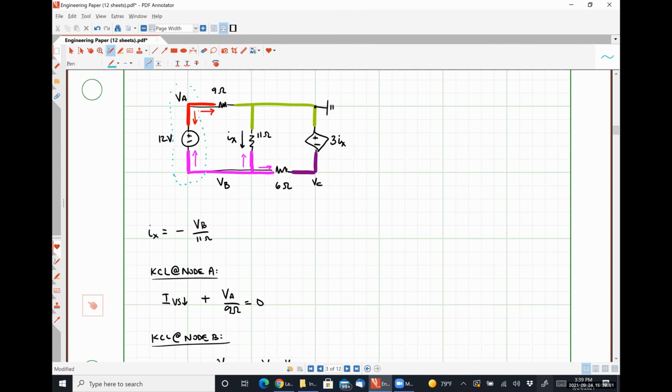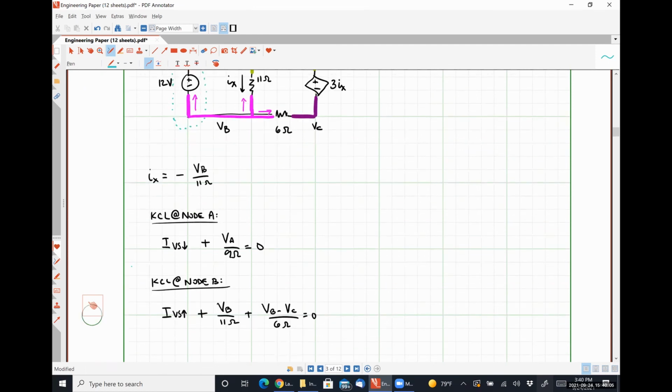Okay, so I drew some dots around this supernode. If I apply Kirchhoff's current law at this supernode simultaneously, I'm literally just adding up the equation for KCL at node A and KCL at node B together, because I can say that 0 plus 0 equals 0. And what happens is that the current flowing through our voltage source cancels out. It's thrown away. It's not even remotely necessary anymore.